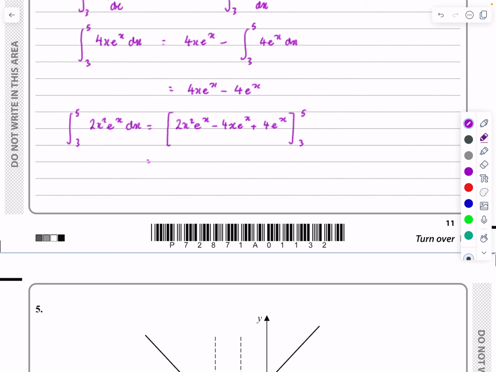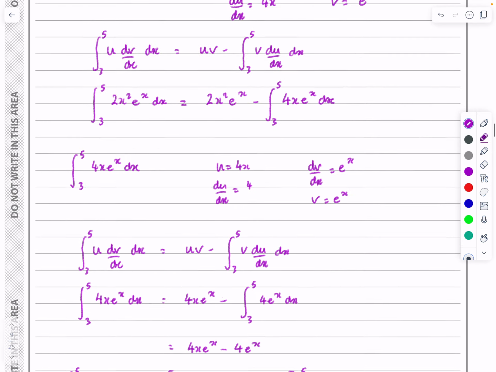So that's going to give me, if I'm putting 5 in, I'm going to get 50e to the 5 minus 20e to the 5 plus 4e to the 5 minus, and then putting 3 in is 18e to the 3 minus 12e to the 3 plus 4e to the 3, and that tidies up to 34e to the 5 minus 10e to the 3.